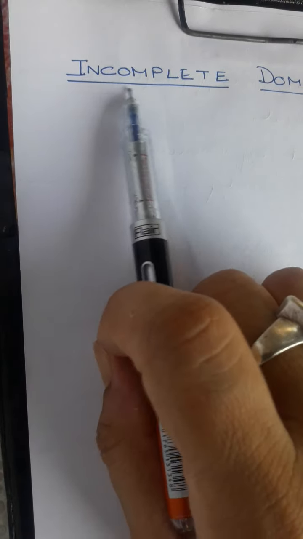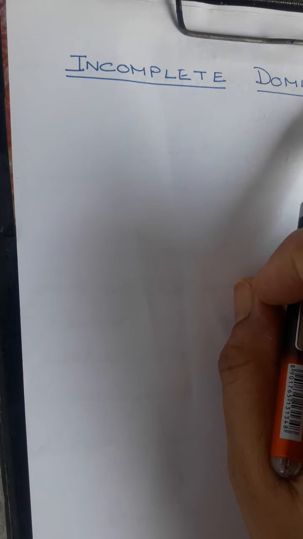Okay, today let's discuss incomplete dominance. Now, incomplete dominance, as we have already discussed, is a phenomenon where two genes or two alleles which are present are neither completely dominant nor completely recessive. That means they will show an intermediate form in between the two.